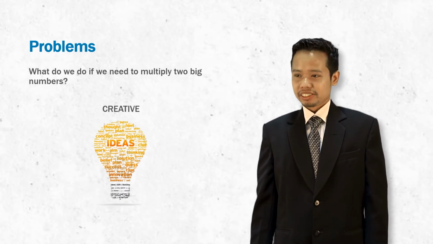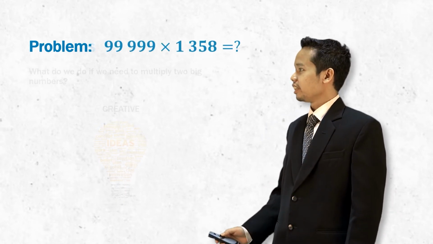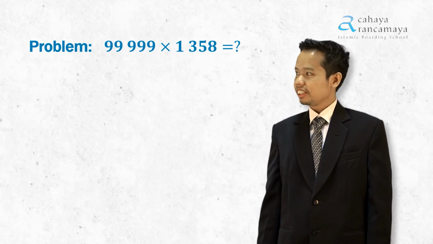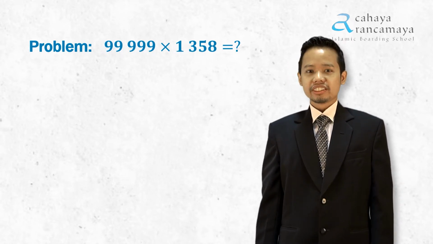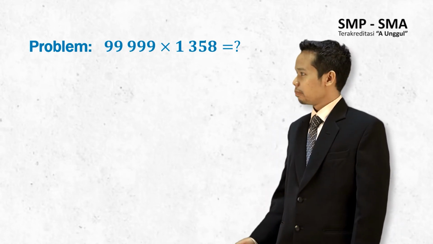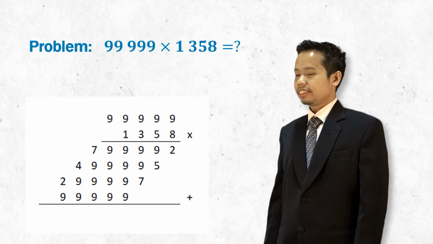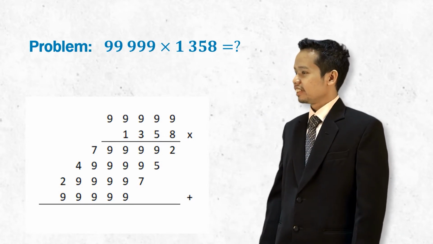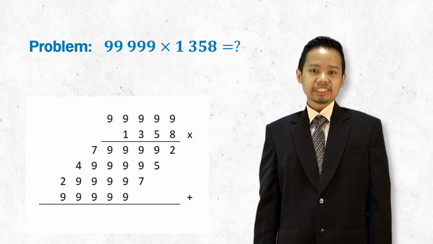Let's see an example. Say that we need to find the product of 99,999 times 1,358. Of course, we can do this manually, but this will be a tedious process. The idea that we are going to use to solve this is a simple one, that is, a rectangle.